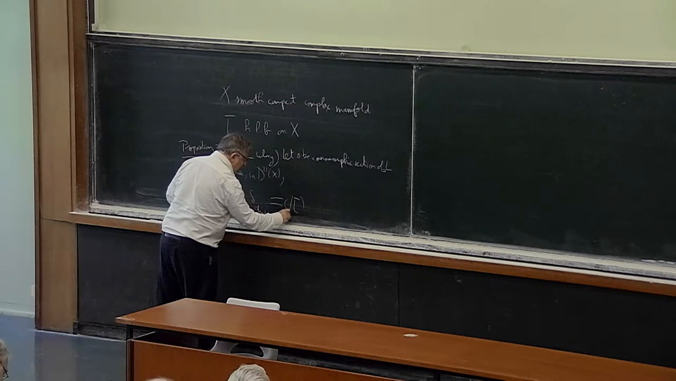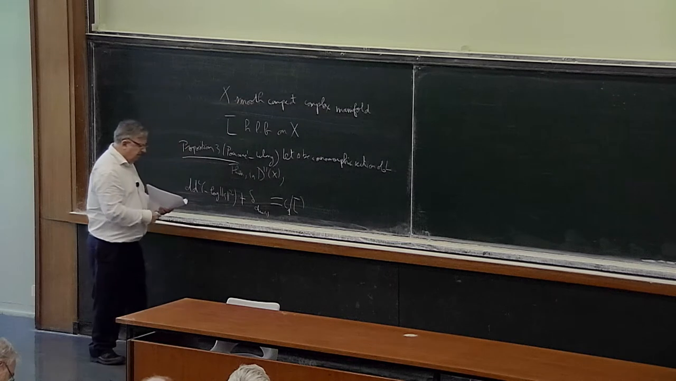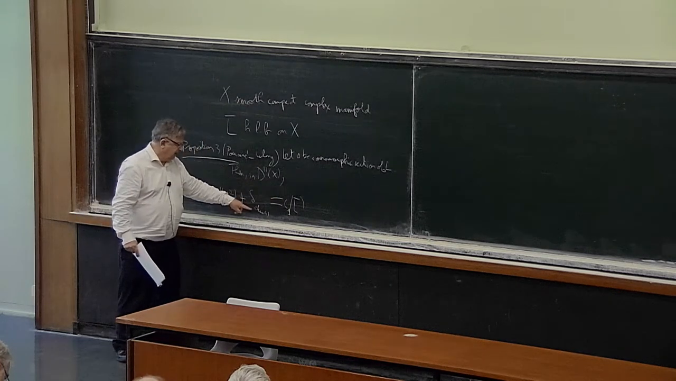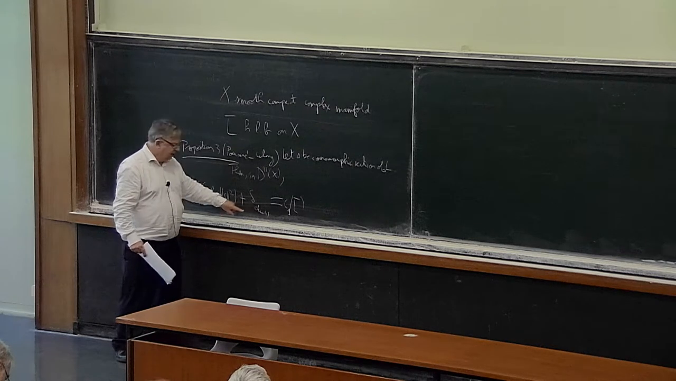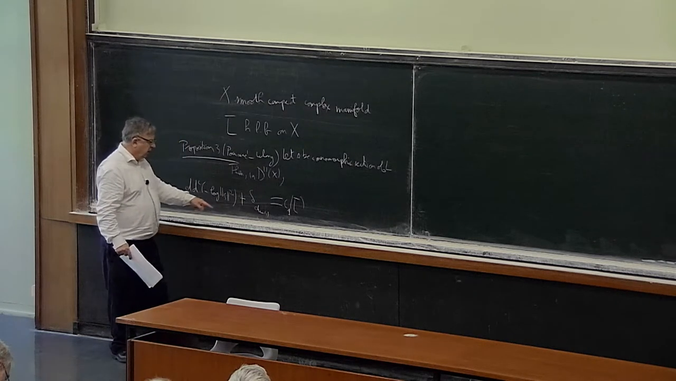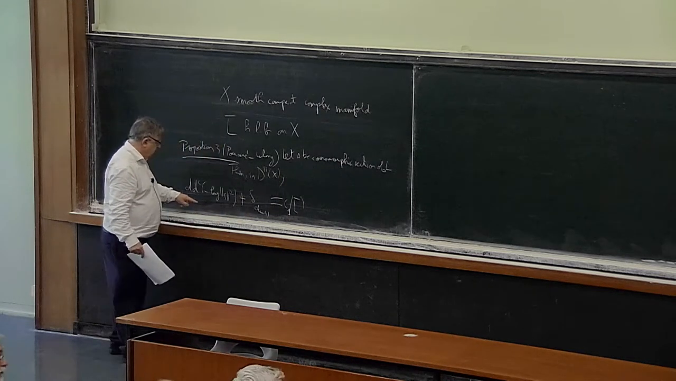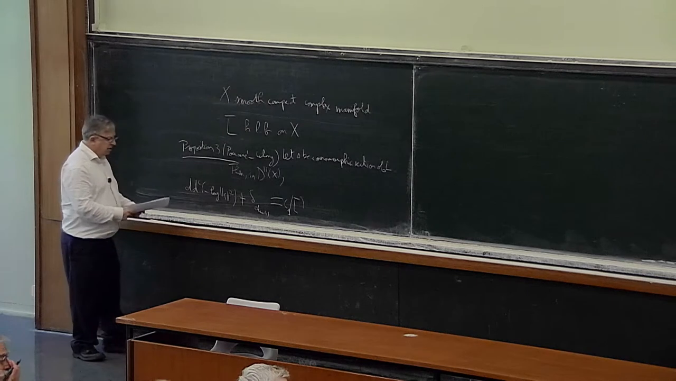So C1 L bar is a current which is represented by a form, the first Chern form, and delta divisor is a singular current. So we can go from this singular current to this smooth current by ddc of minus log norm S squared.